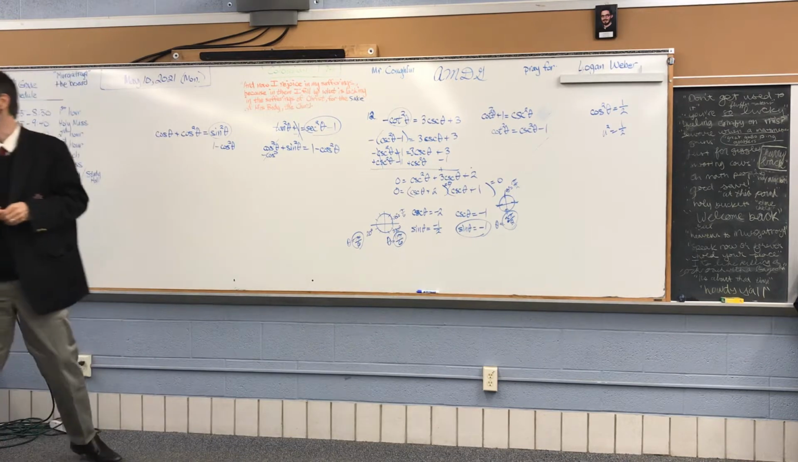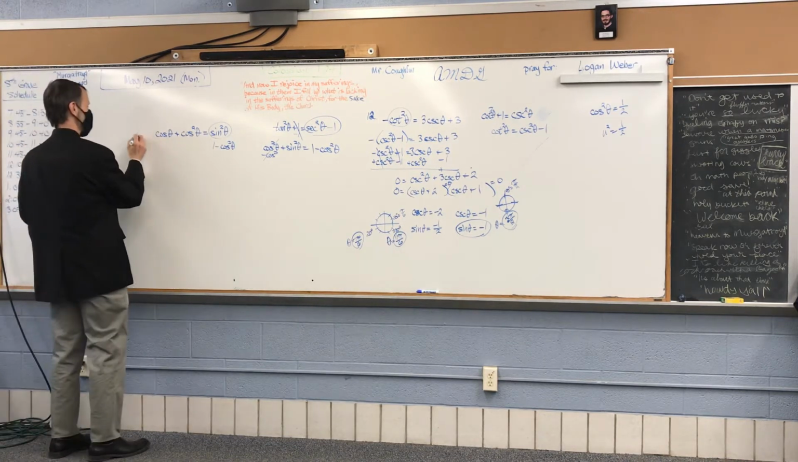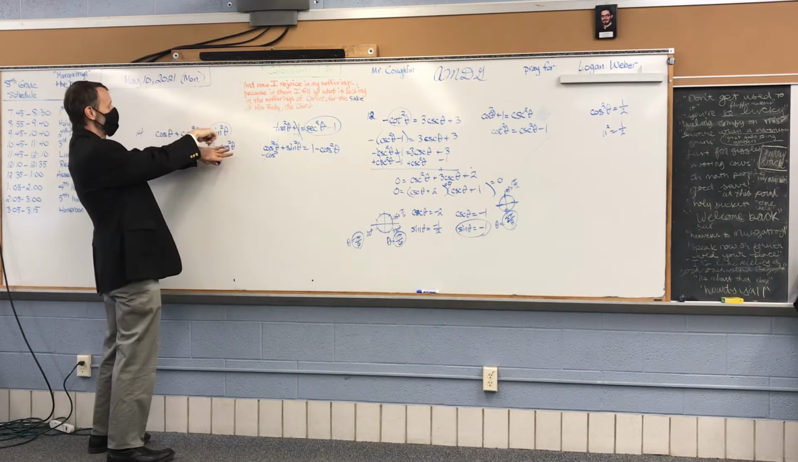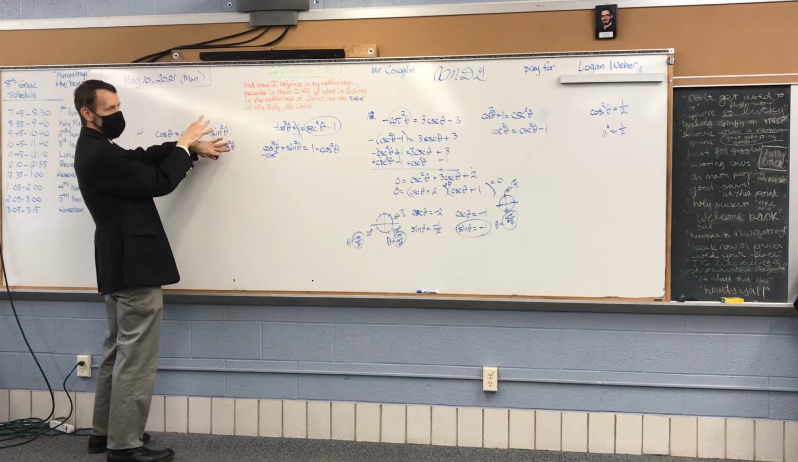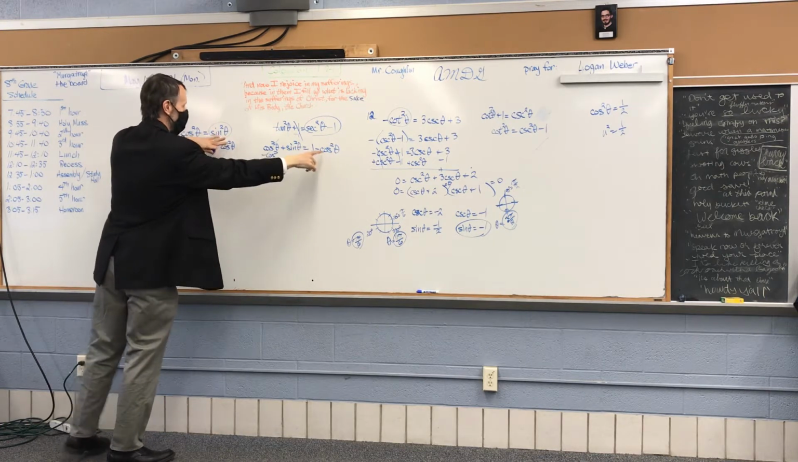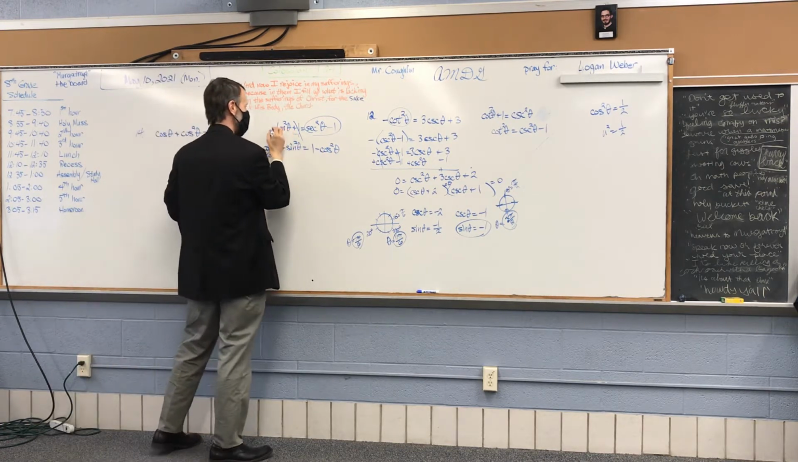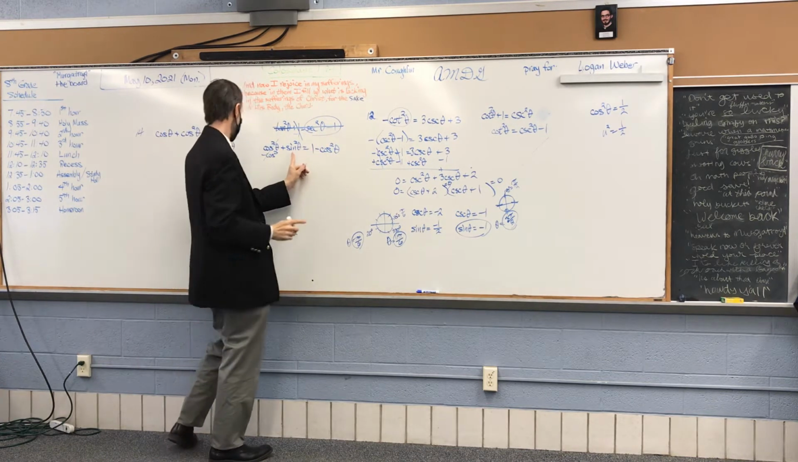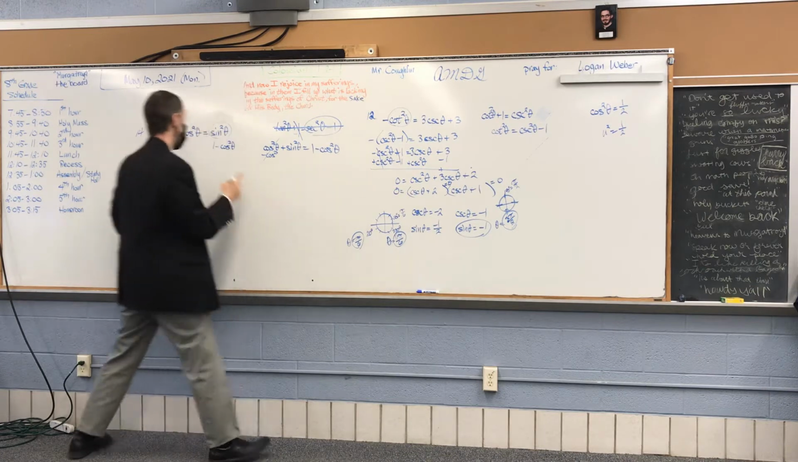This is number 14. Now, here's the original thing. Again, mismatch of functions. We can't solve the problem as is. If you rewrite sine squared as cosine squared, using master formula number 1, sine squared is equal to 1 minus cosine squared. Let's do it now.